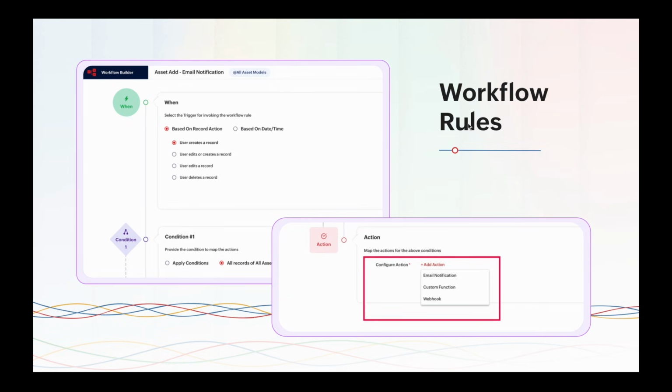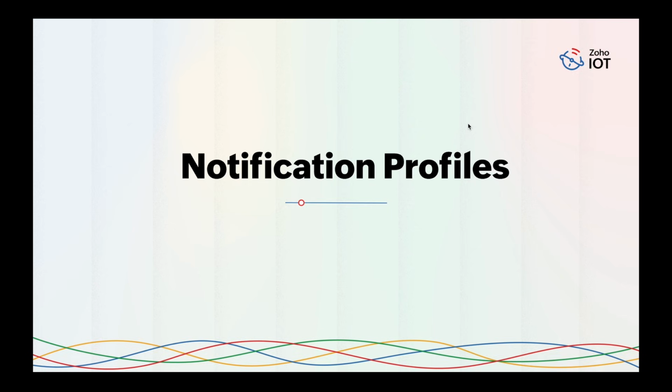those rules. So this will have the trigger condition, based on the record action: the user creates a record, or the user edits a record or a particular field, or based on date and time. Based on that, you can apply condition rules. For all records, do you want to do this action, or do you want to apply that condition only for certain types of records, right? Once you do that, you would be able to define certain actions, like email notification, or call a custom function, which is scripting, and you can call webhooks as well. This enables you to define various workflow rules and automate the process across the systems.